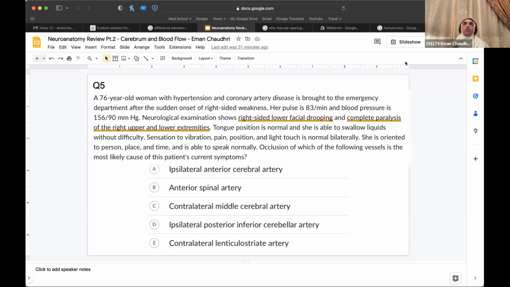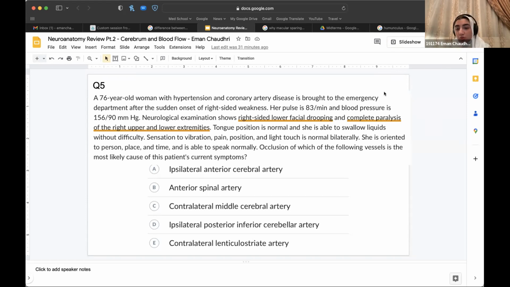Remember the pons, the brainstem in general. All the tracts are traveling together, right? They're traveling, and then at the medulla, they're going to cross over. So motor, sensory, all of that. So in this patient who's having right-sided lower facial drooping and complete paralysis of the right upper and lower extremities, that's the only thing they're presenting with.